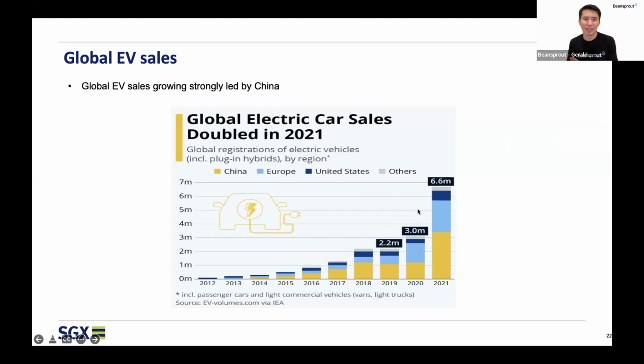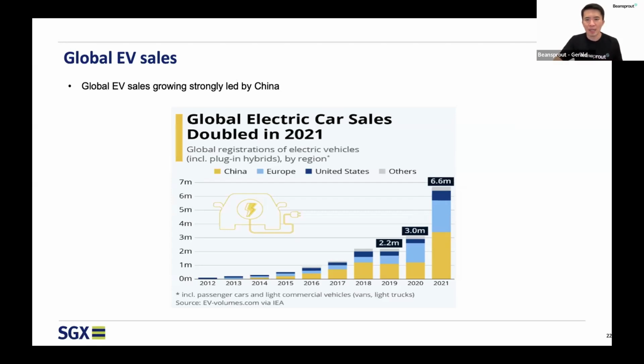Most people would think that it's the US because of Tesla, but actually Europe is the next largest market for global EV sales. This is because of the move towards green energy that Europe has been spearheading, for better or for worse, given the energy crisis that they are facing now. But definitely, if you were to look at the number of EVs, Europe is a very big market as well.